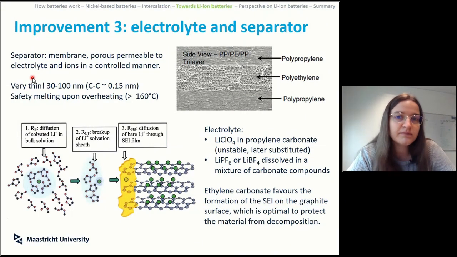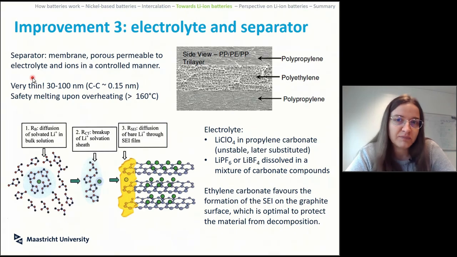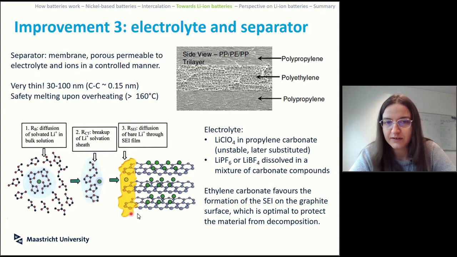The electrolyte, you tend to have this lithium perchlorate type of stuff in propylene carbonate. Nice, but vaguely unstable, so they can catch fire by themselves, not that fun. So they were later substituted by the fluorides, dissolved in this mixture of the carbonate compounds. Once again, ethylene carbonate was the trick, forming the solid electrolyte interface, which is nice and in between, and it ends up between your graphite and the rest.